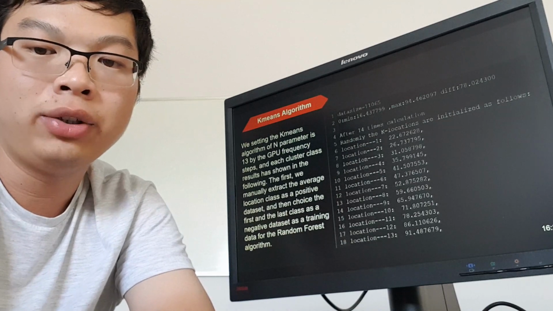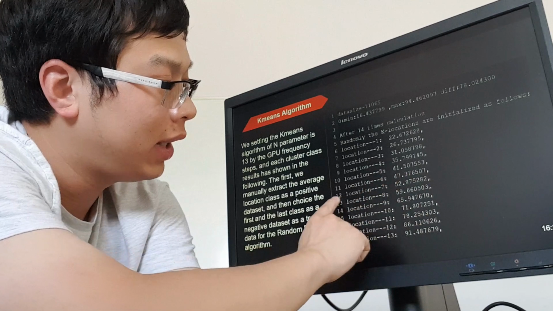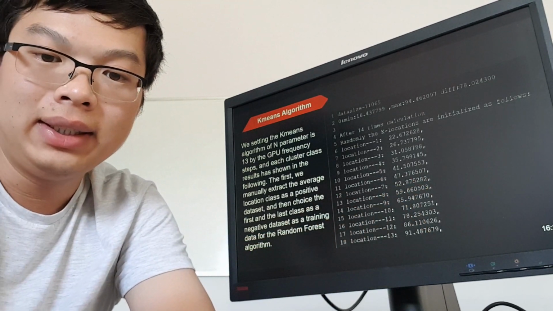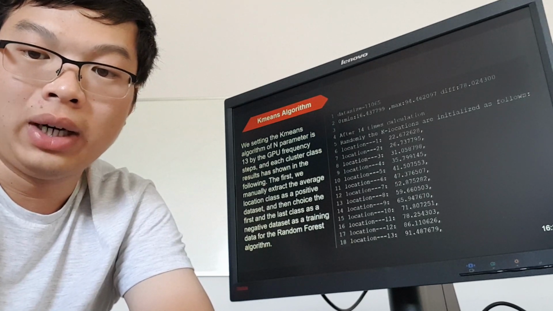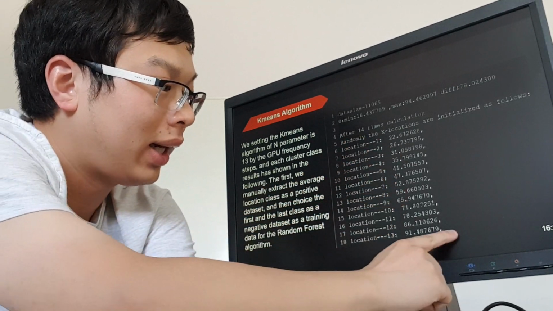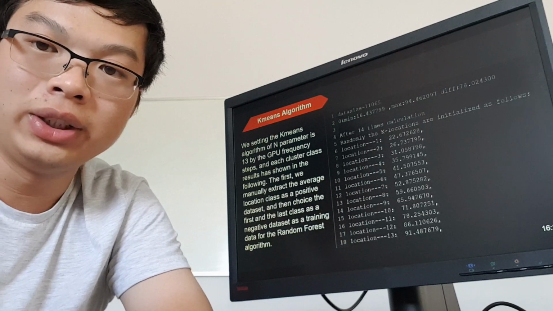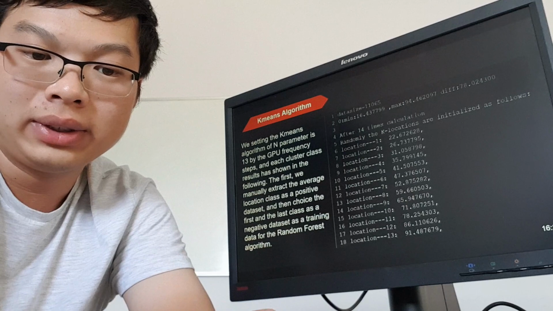And then we manually choose the average one. This is the number 7 class as the positive sample data set, because we think the average class is a good option for our data. And also we chose the first class and the last class as the negative sample data set, because their values are too low and too high.